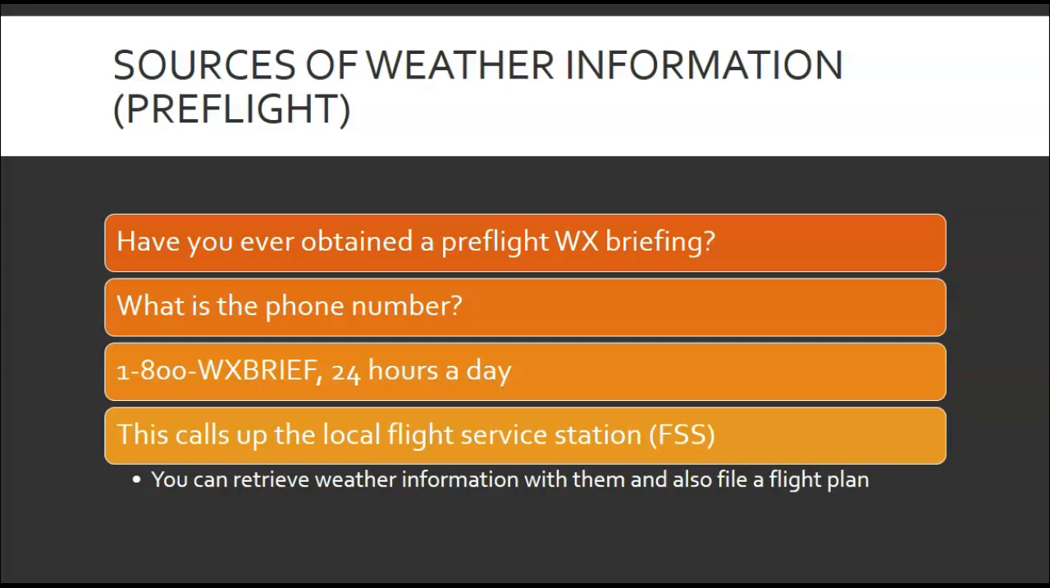Another source of weather information is the flight service station. You can call the flight service station and get a standard weather briefing before your flight. The phone number to do that is 1-800-WX-BRIEF, and that's available 24 hours a day. That number will connect you to a local flight service station, and you can ask for a standard weather briefing for your flight. After you get your weather briefing, you can also file a flight plan.